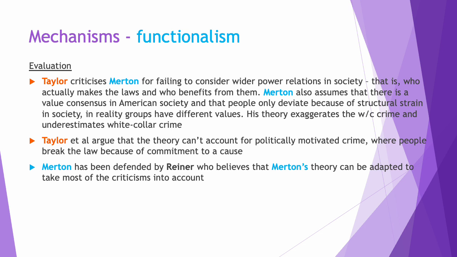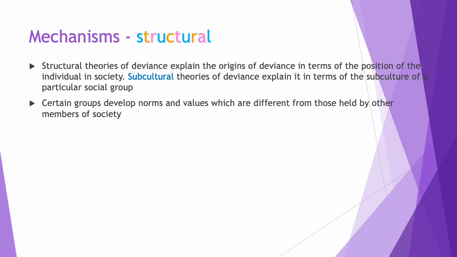and that people only deviate because of structural strain in society. In reality, groups have different values. His theory exaggerates the working class and underestimates white-collar crime. Taylor also argues that the theory can't account for politically motivated crime, where people break the law because of a commitment to a cause. Merton has been defended by Rayner, who believes that Merton's theory can be adapted to take most of the criticisms into account.